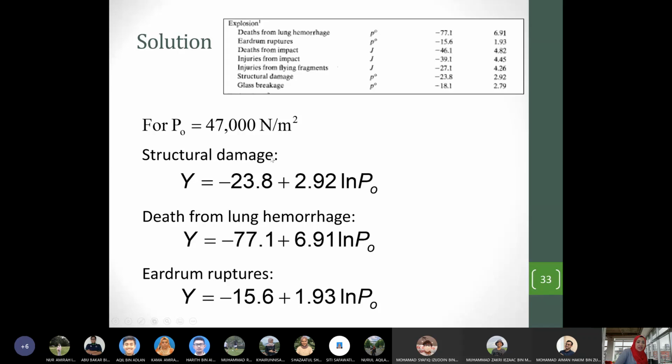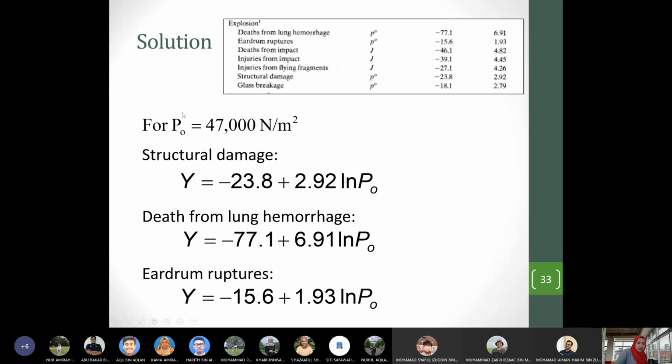For structural damage, we go back to that table just now. Structural damage, the K1 is negative 23.8 and K2 is 2.92. So Y equals negative 23.8 plus 2.92 natural log overpressure. For death from lung hemorrhage, the K1 is minus 77.1, the K2 is 6.91, and you calculate the Probit variable.